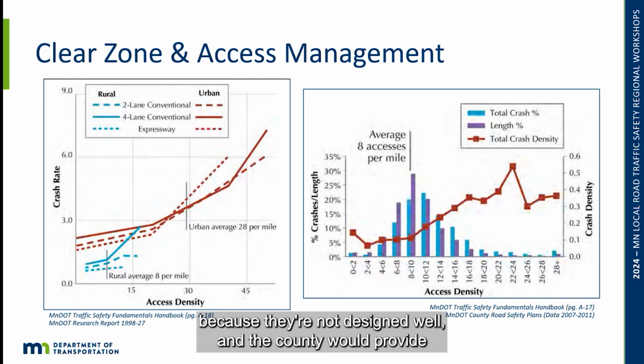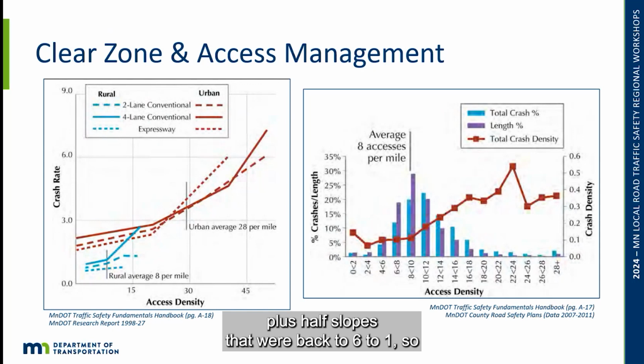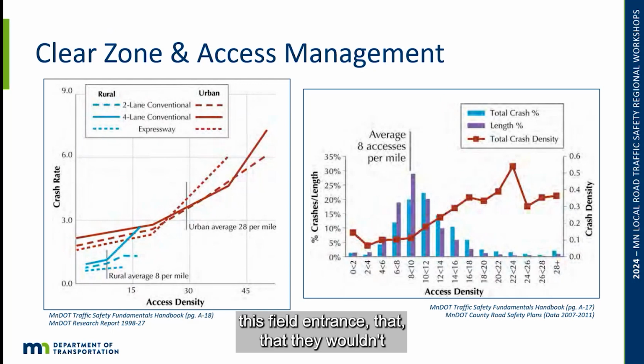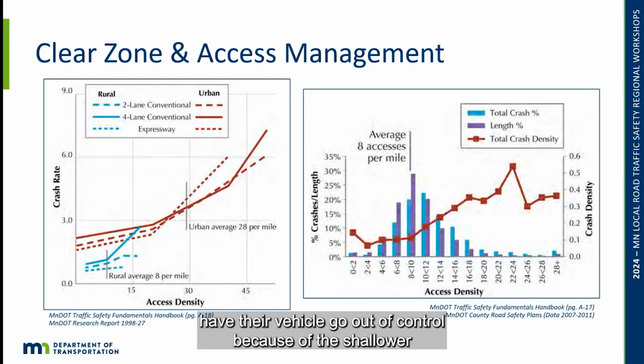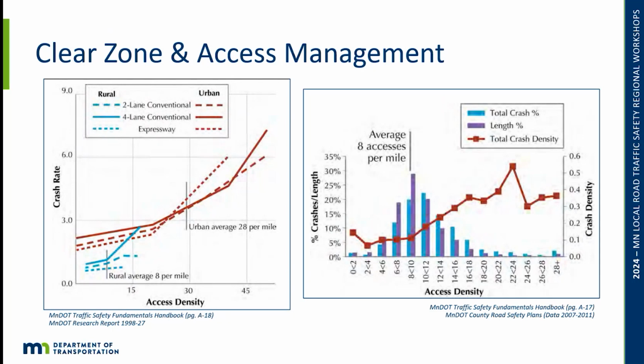And the county would provide 1 field entrance that was wide enough to accommodate all the new farm equipment, plus have slopes that were back to 6-to-1, so that if somebody did get into the ditch and encountered this field entrance, they wouldn't have their vehicle go out of control, because the shallower slope would allow the vehicle to ride up and over that field entrance.